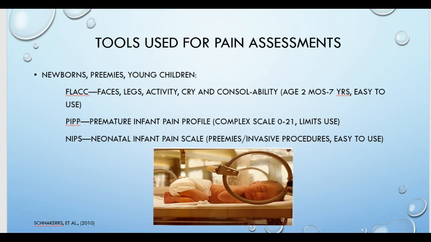The second one shown, the premature infant pain profile, is a more complicated scale. The scale ranges 0 to 21, with a 12 as a threshold for some pain intervention. It's typical for premature infants and to assess pre and post procedural pain. The neonatal infant pain scale is again more focused to premature babies, and it is a 0 to 7 scale, with 3 being the threshold for a pain indication that might need an intervention. It is considered a very easy to use scale.